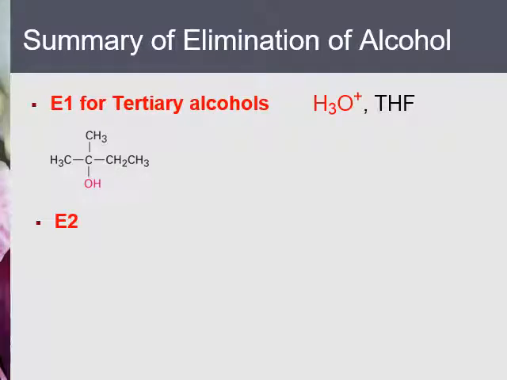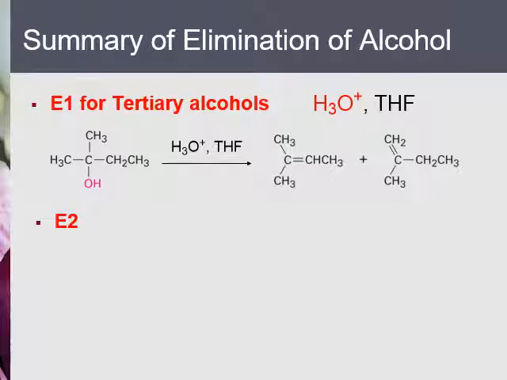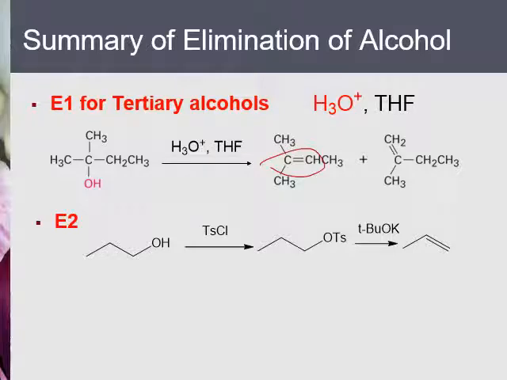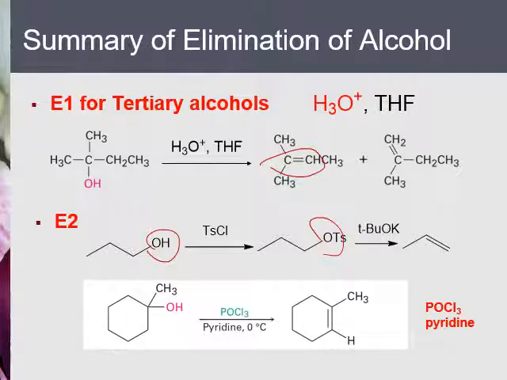In summary, tertiary alcohol can undergo E1 elimination in acidic condition, and the product obeys Zaitsev's rule, that is, the more branched alkene is the major product. In primary alcohol, the hydroxy group can be converted to tosylate, followed by E2 elimination. The combination of phosphorus oxychloride and pyridine is the common reagent for dehydration. A hydroxy and the neighboring hydrogen can be removed, and a double bond can be formed.